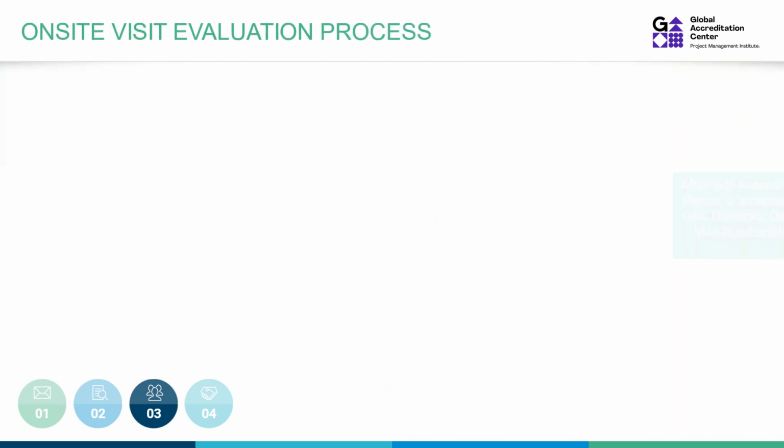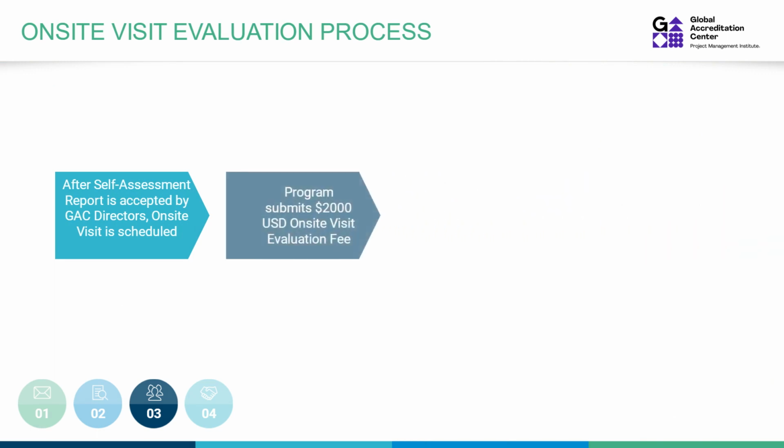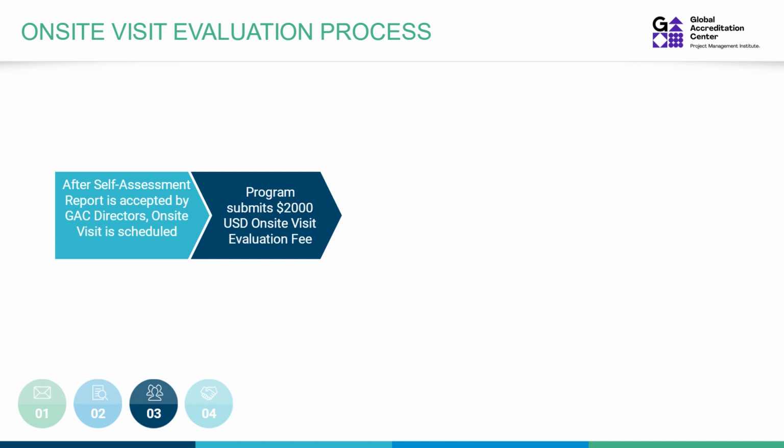The process starts with scheduling an on-site visit once the self-assessment report has been accepted. The program must also submit a $2,000 on-site visit evaluation fee. Additionally, charges for the on-site visit team's travel, lodging, and meals are the responsibility of the applicant program.